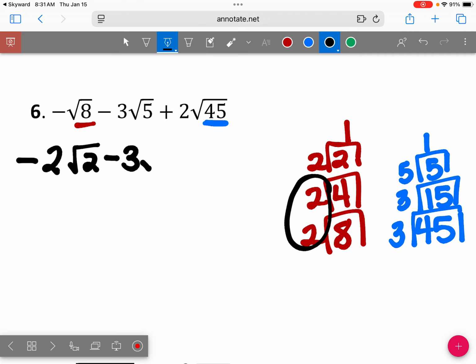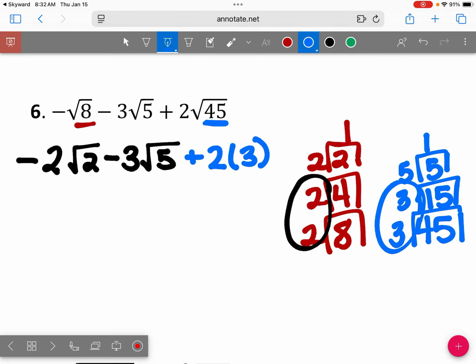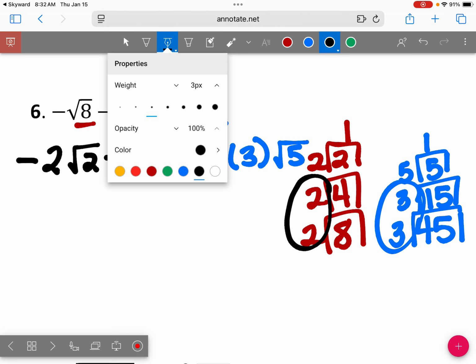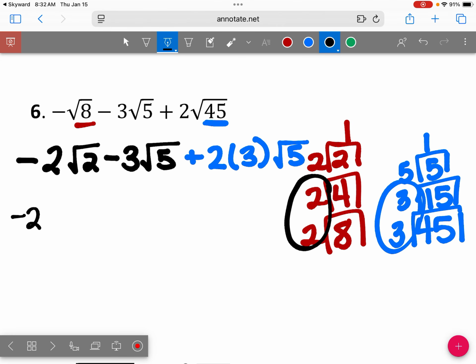All right, for my second term, can't do anything with it. I'm just going to bring him down. Nothing changes. For my last term, there's already a 2. And what am I adding to it? A set of twin 3s. And what's going to stay under? A 5. All right, so I'm just going to rewrite the whole thing. Negative 2 root 2 minus 3 root 5 plus 6 root 5.